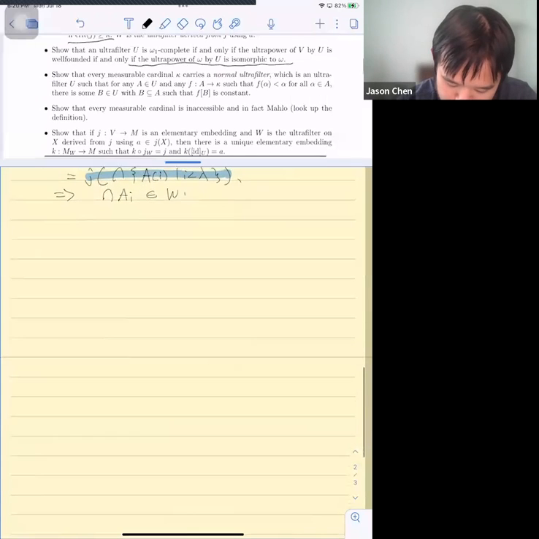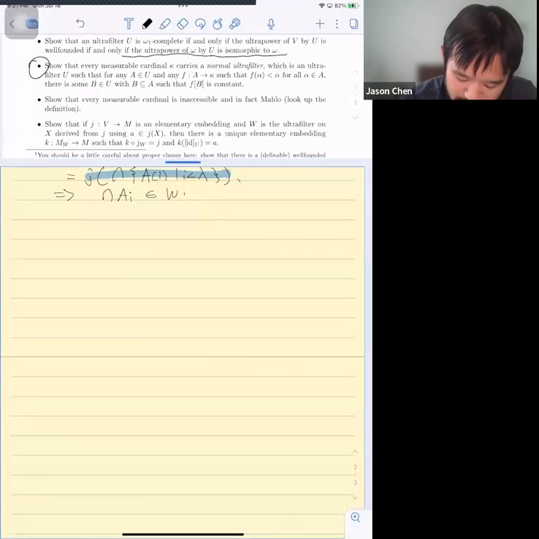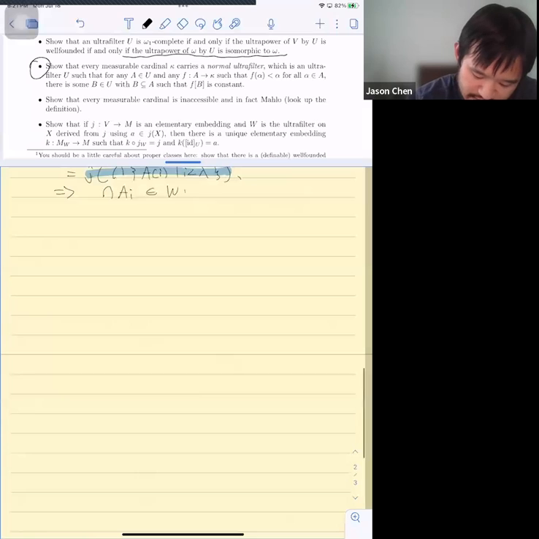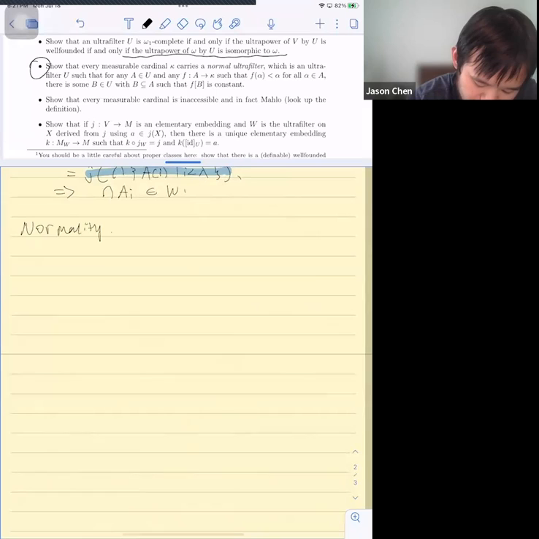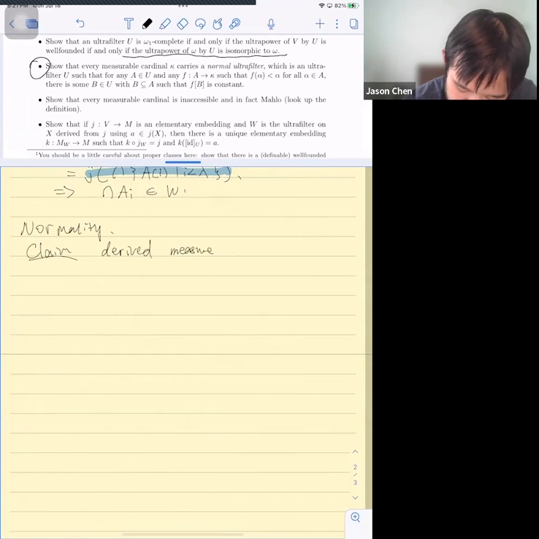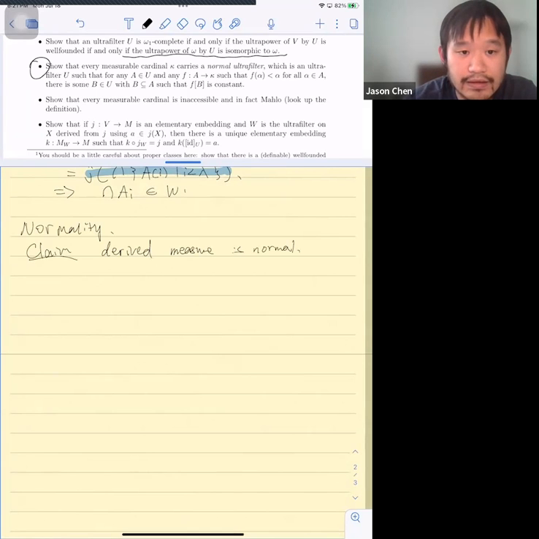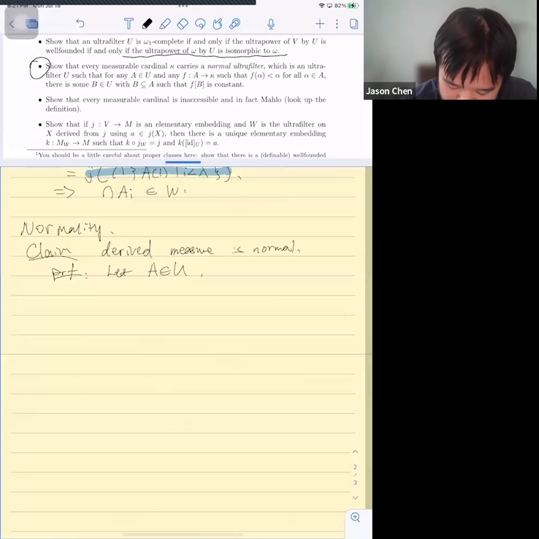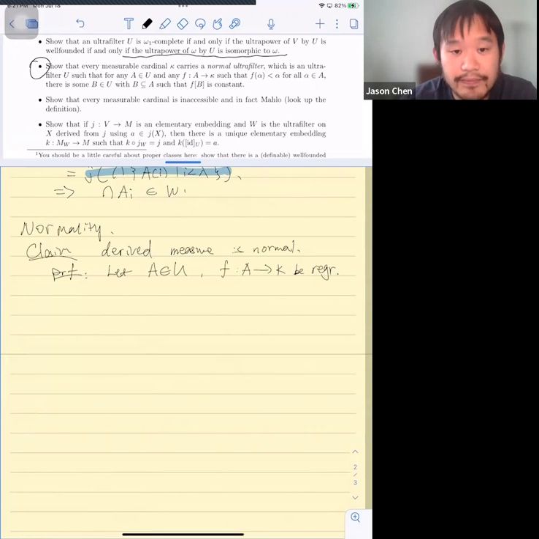Normality. Okay, so now we are here. Normality. So the claim here is that the derived measure is normal. How do you show this? It's a proof. Let A be in the derived measure U, and let F be a function with domain A to kappa that is regressive. Right, I want to show that for a measure one subset of A, F is constant on that set, right? That is what I want to show.